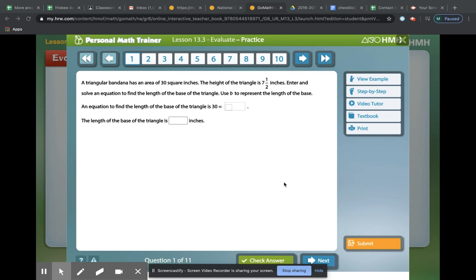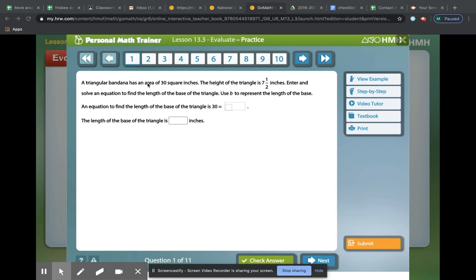Okay, I know that some kids had a little bit of trouble with entering special characters on GoMath, so I wanted to show you again because I know that this particular question is a little bit tricky. It is helpful if you go through the view example or the step-by-step so you can see exactly how it wants you to fill in the boxes.